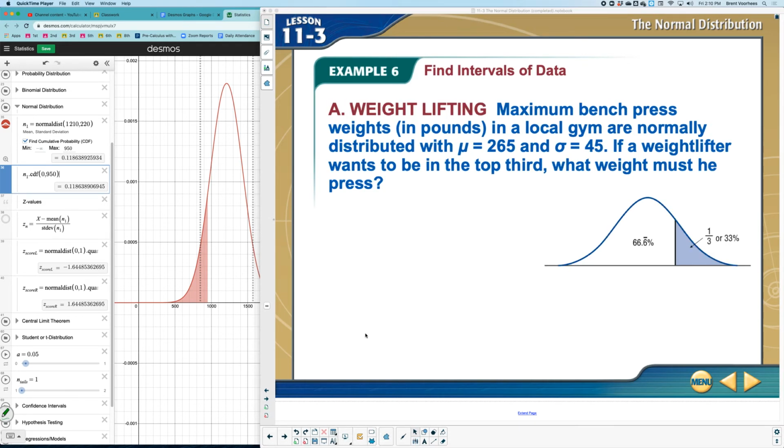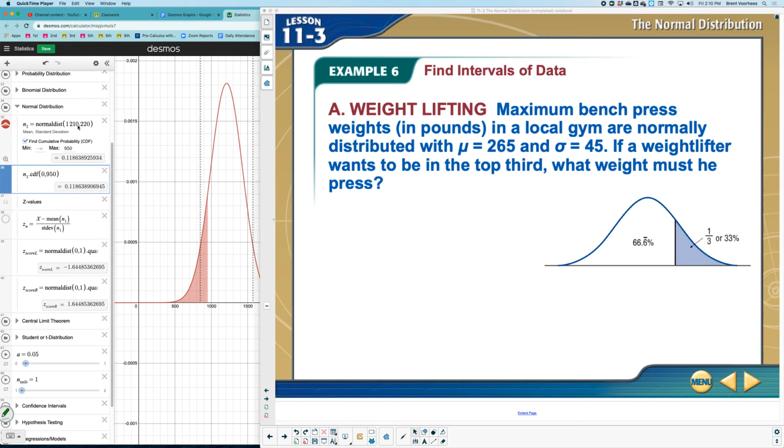Example 6. Let's find some intervals of data. It says weightlifting. Maximum bench press weights in pounds in a local gym are normally distributed with a mean, or an average lifting weight, of 265 and a standard deviation of 45 pounds. If a weightlifter wants to be in the top third, what must he press? So we're looking for how much would he have to lift to actually be in this value here.